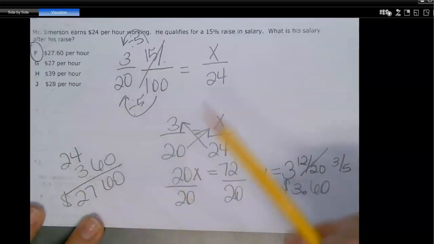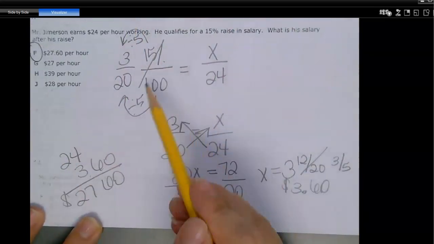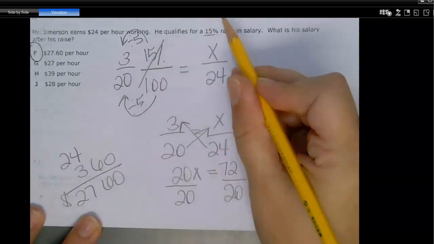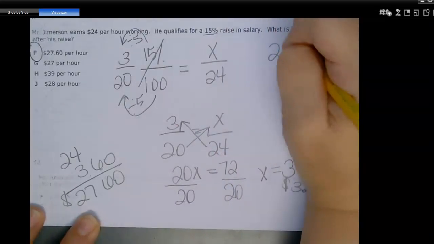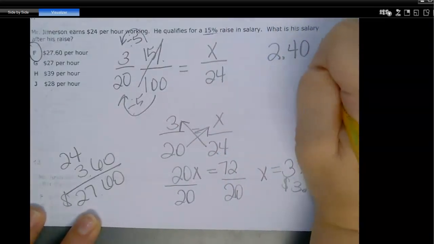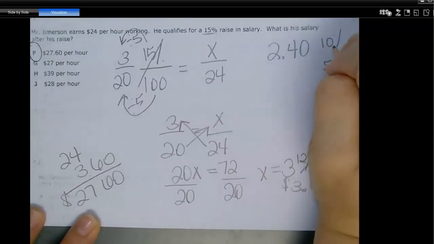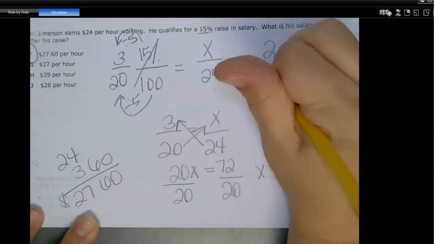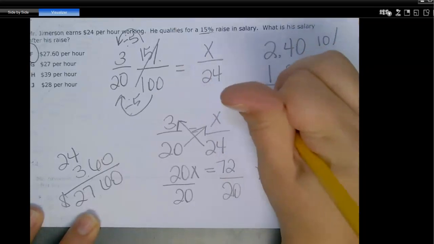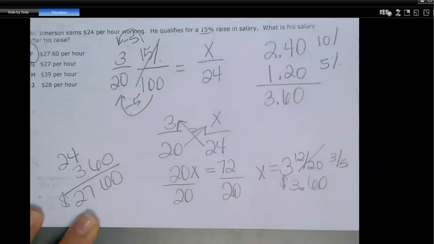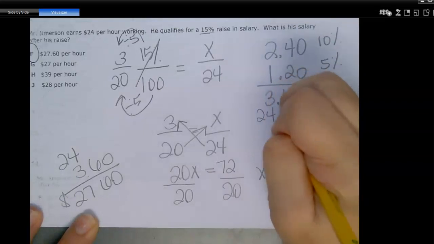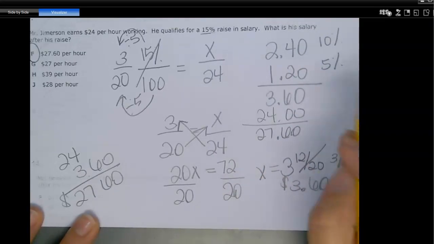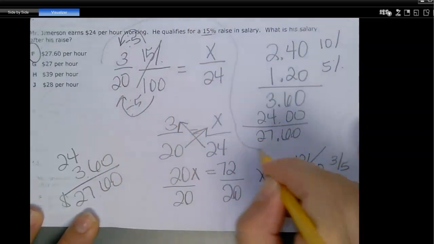Okay, one more thing. If I didn't want to do all this, because that was a lot of work, I could think about something that I know. If we're talking about $24, 10% of $24 would be $2.40. I would need that other 5%. Well, if 10 divided by 2 is 5, then $2.40 divided by 2 would be $1.20. And if I combine both of those amounts, that would be $3.60. And I could combine that with my 24. So his salary would be $27.60. Okay? So you could think about it either way.